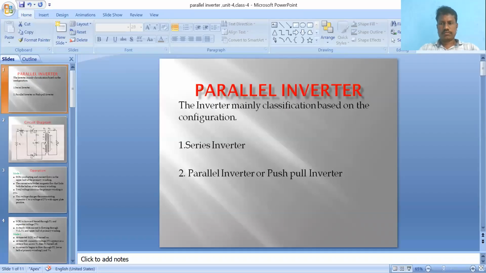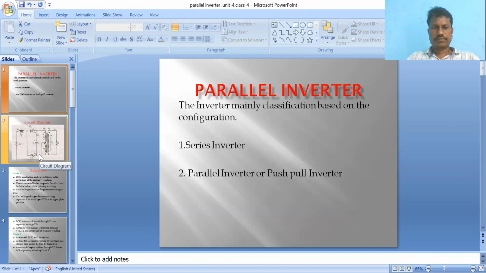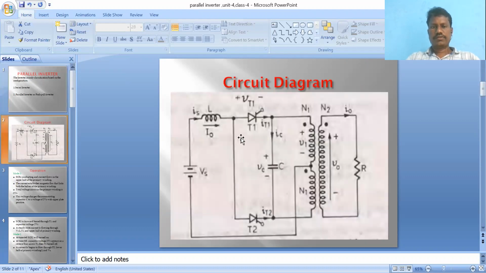Hello, today we're discussing the parallel inverter. So let us take the diagram of the parallel inverter. You will see the circuit operation, components, and how it works. Okay, this is the circuit diagram of the parallel inverter.